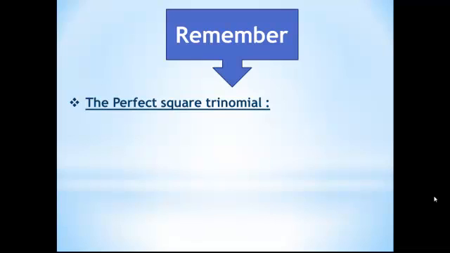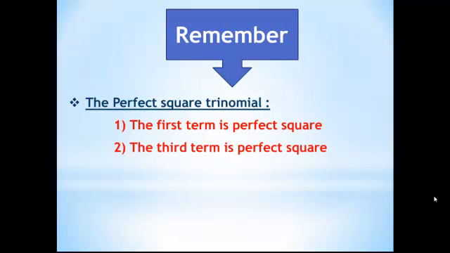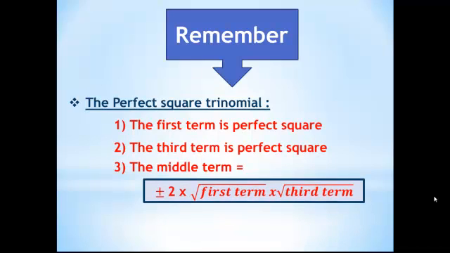The perfect square trinomial expression is one in which the first term is a perfect square, which means it has a square root, and the third term is also a perfect square, and the middle term is positive or negative 2 by root the first by root the third. Let's take an example.